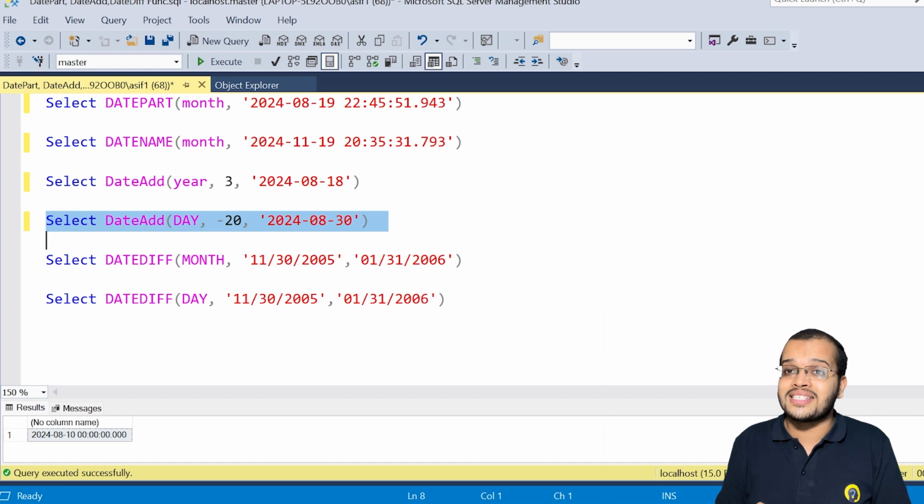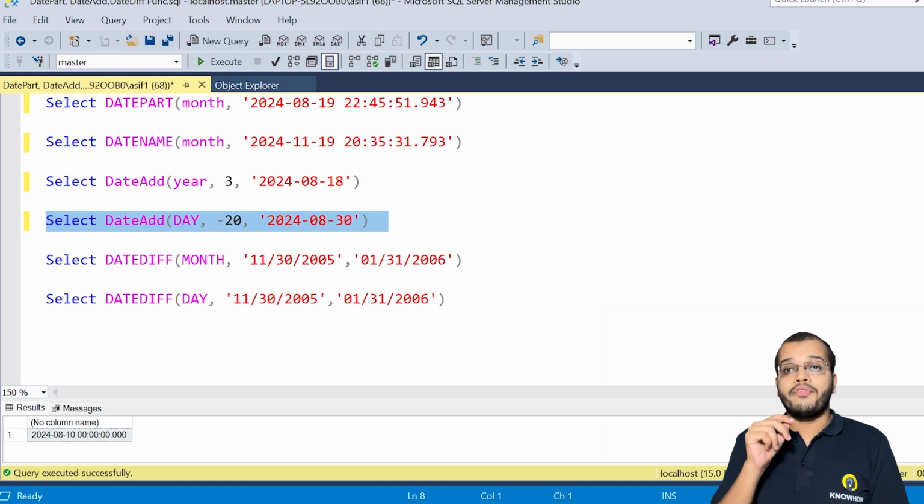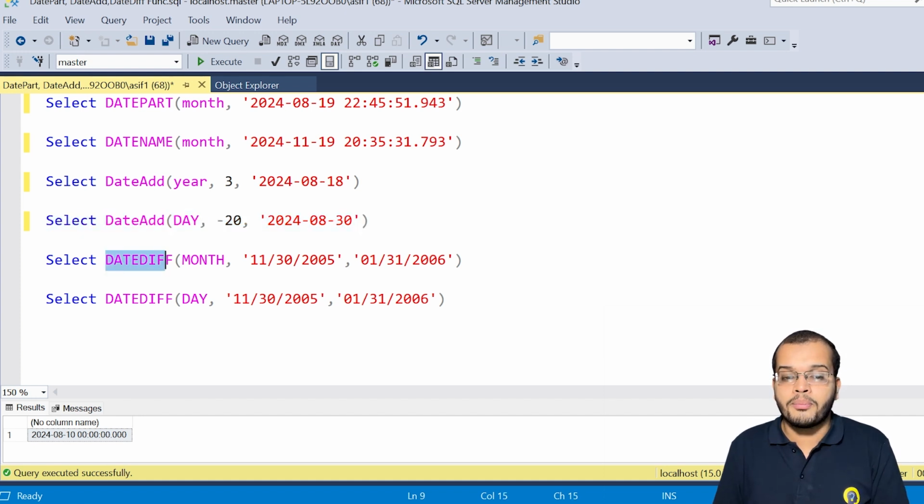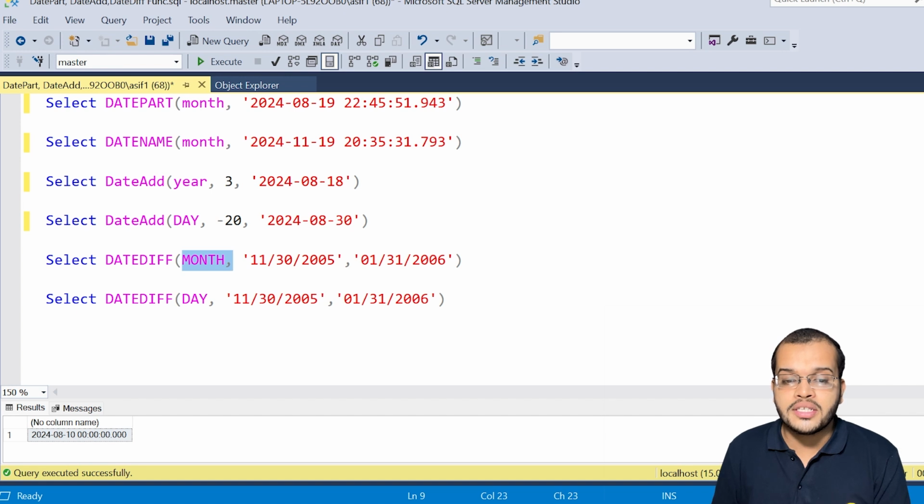So now let's understand DATEDIFF function. For this DATEDIFF function, we need to have much more interest, because many of the interview questions might come from DATEDIFF function, from the date functions that we have in our SQL Server. If we look into it here, we have DATEDIFF function and the month I am choosing. We have the 11th month, 30th of day and 2005 as a year.